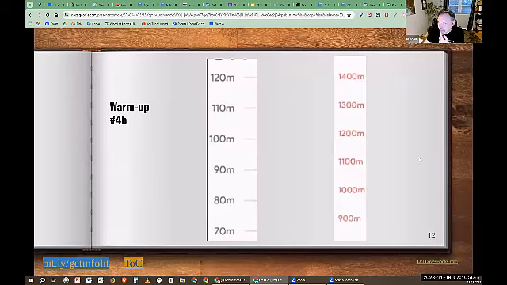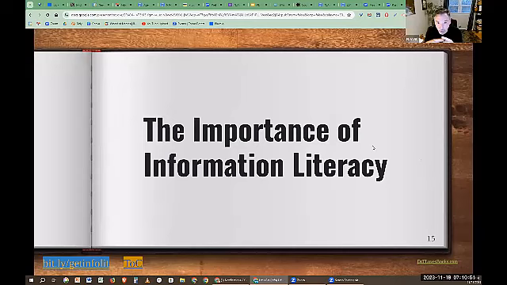So that can be a little bit confusing if we're not paying close attention to where different elements are on our graph and what they're trying to show us. So one of the things that I try and always remind myself and my students is that information literacy is about a lot of different kinds of stuff.